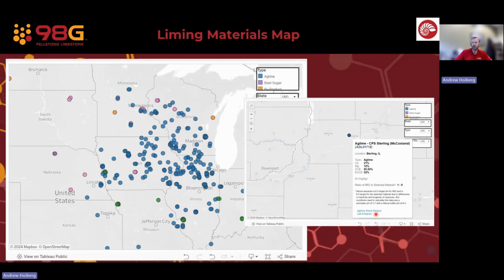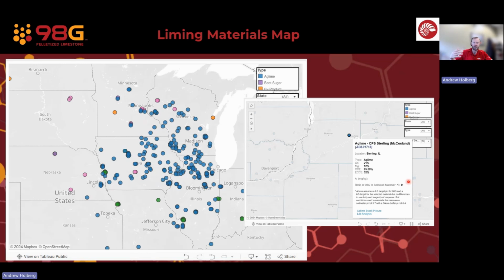And then also another link down here to look at the lab analysis that gives you the full particle size breakdown and the chemical breakdown of that ag lime. So there's a lot of great information here if you want to get a little bit closer to your own backyard and look at what's available. And the other thing to note here is how 98G compares to those materials.